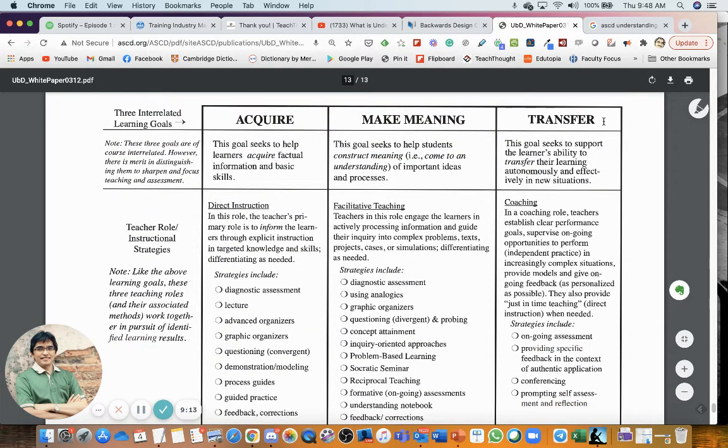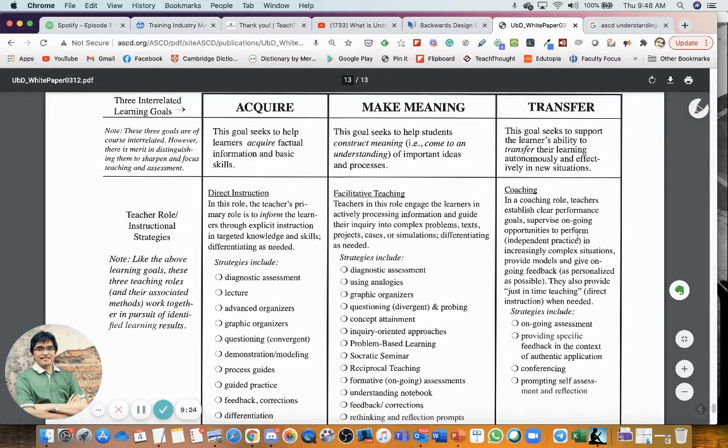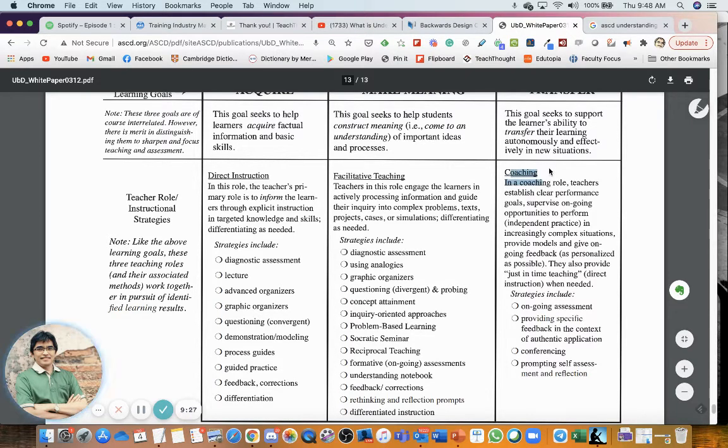And the third learning goal is transfer. This one seeks to support the learner's ability to transfer their learning autonomously and effectively in new situations. And in this case, the teacher takes a coaching role.